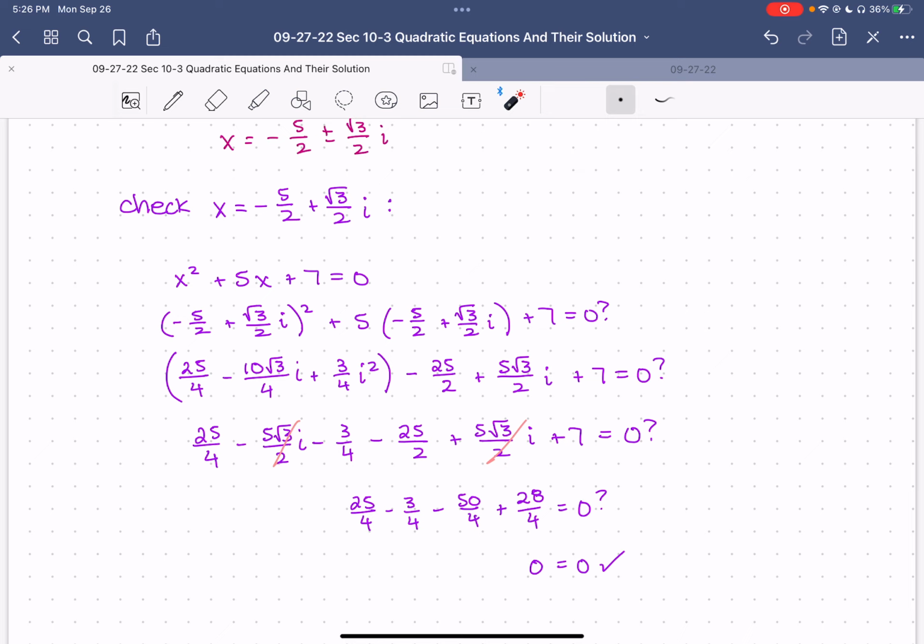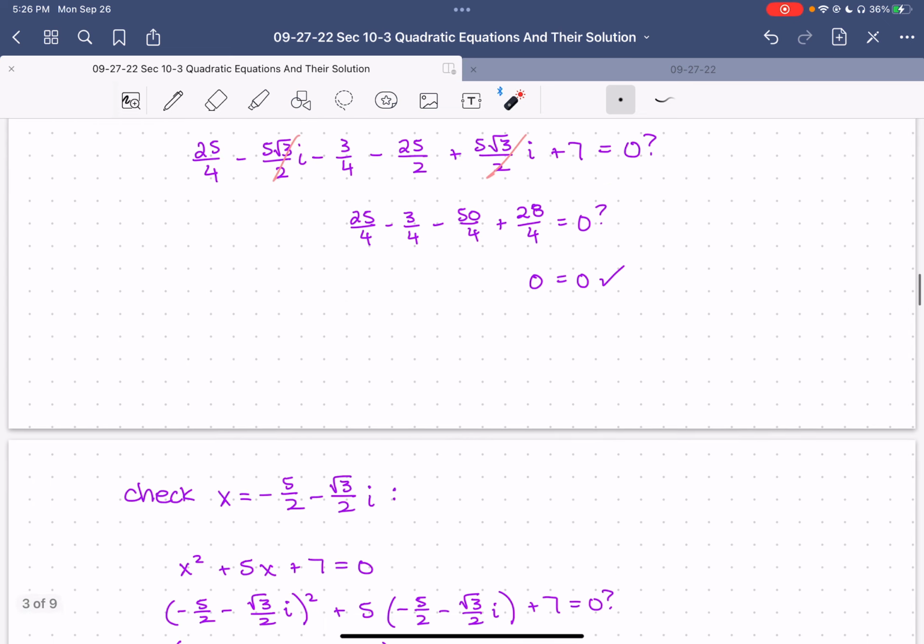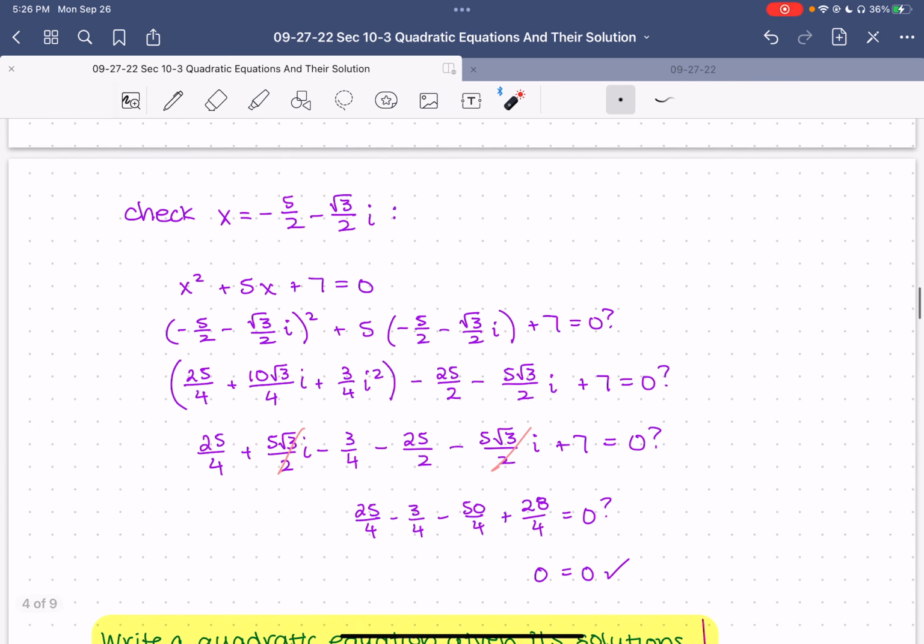So I'll let you check that out. And again, pause the video if you need to look at this. But then here's the other solution checked. They both work. So it gets messier when you have to check i, but you can still do it.